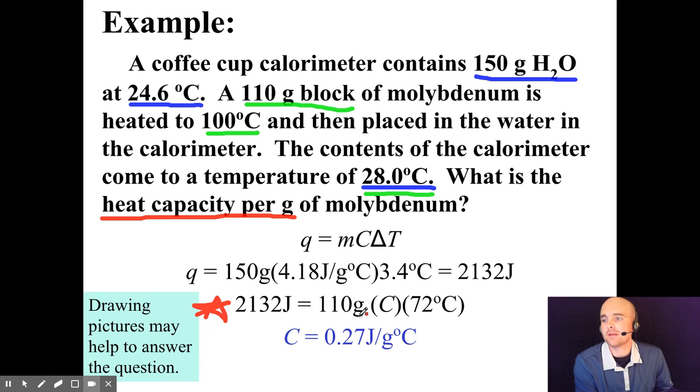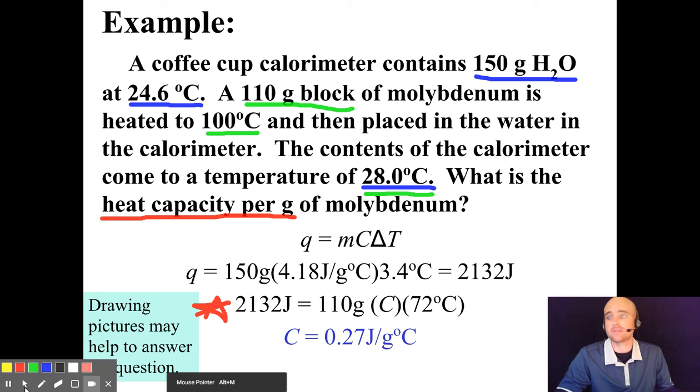110 grams of molybdenum times the specific heat times the change in temperature here of 72 degrees Celsius will give me my specific heat of 0.27 joules divided by grams degrees Celsius.